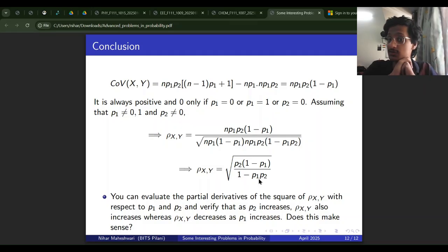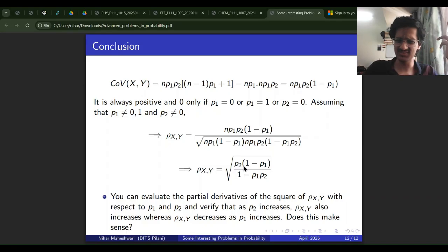And now let's talk about the behavior of this correlation coefficient and see if it intuitively makes sense. In order to figure out the monotonic behavior of this, you're going to have to evaluate the required partial derivatives. And keep in mind that P1 and P2 are in the range 0 to 1, with 0 and 1 excluded. You can evaluate the partial derivatives yourself, but I'll just tell you. As P2 increases, rho of x comma y will increase.